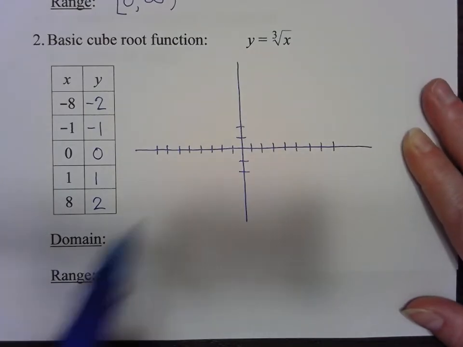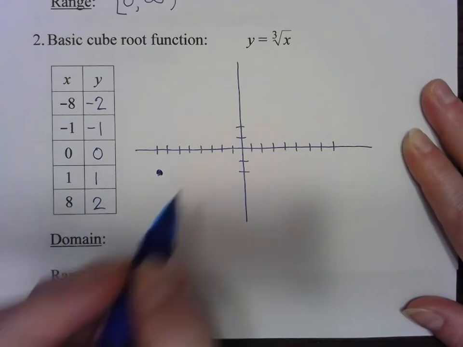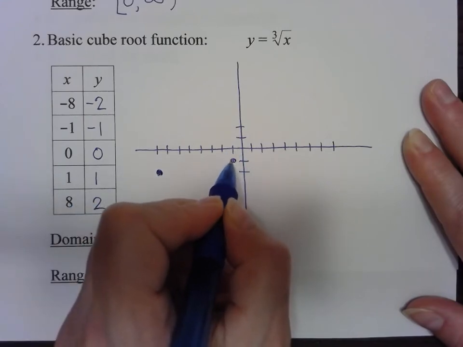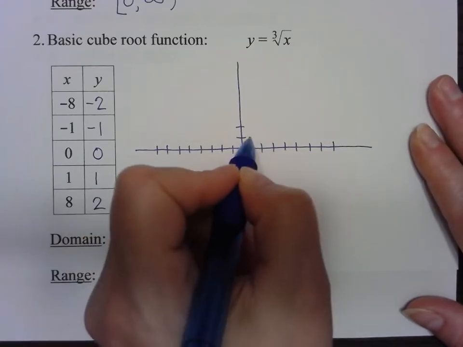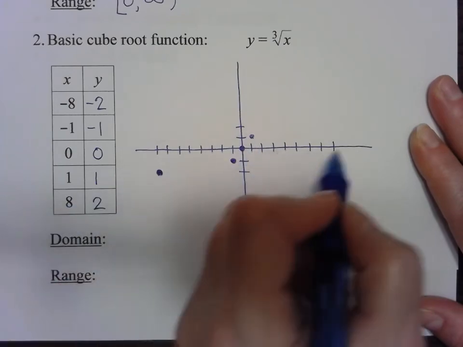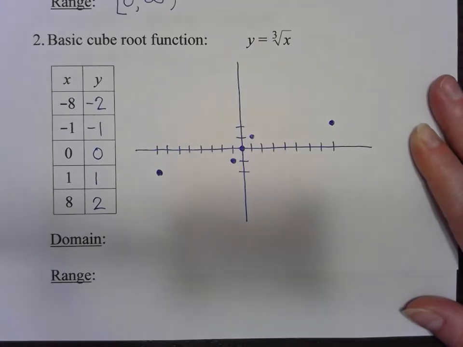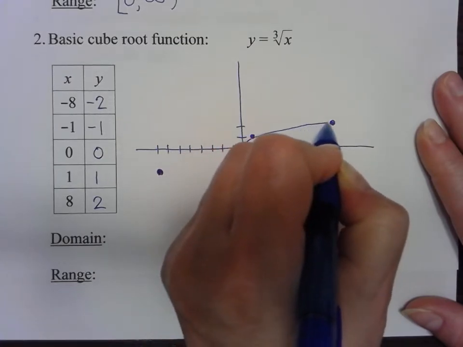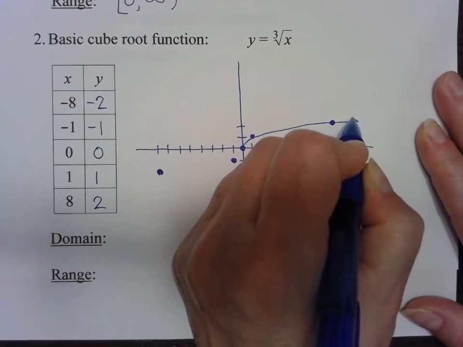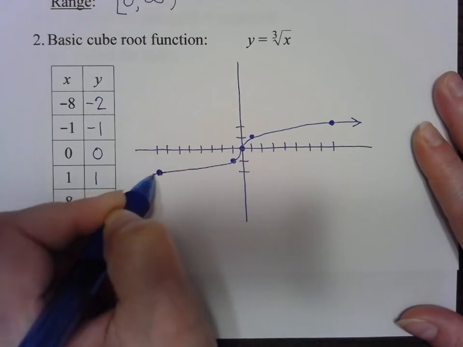Okay, so we've got a point at -8, -2, -1, -1, 0, 0, 1, 1, and 8, 2. So this, I sometimes describe as like a swimming man. It's sort of like a twisted parabola where one end goes one way and the other goes in the opposite direction, sort of like that.